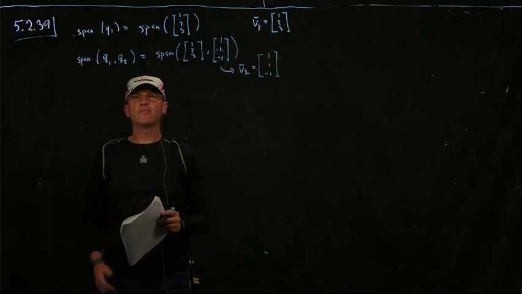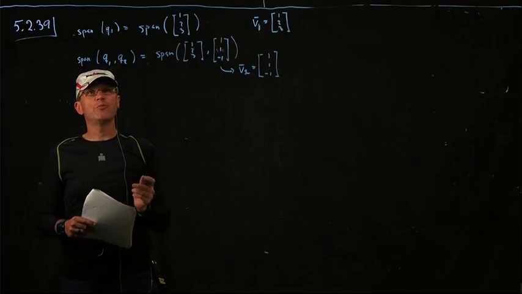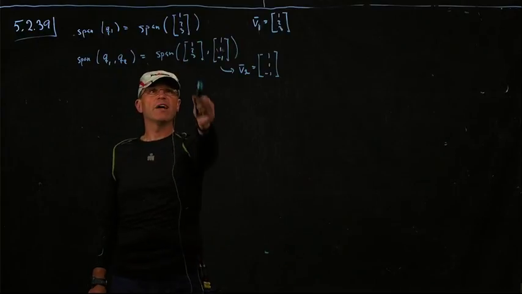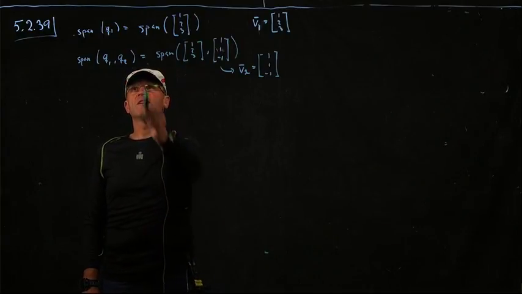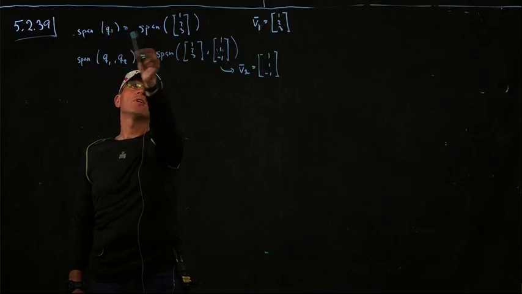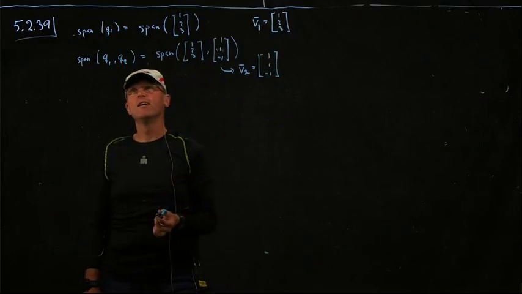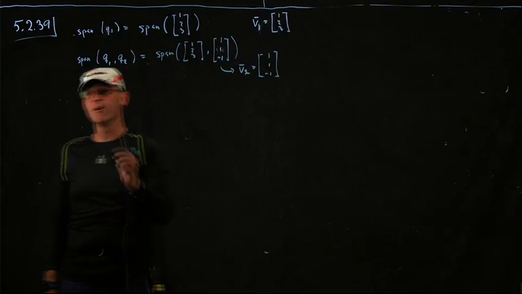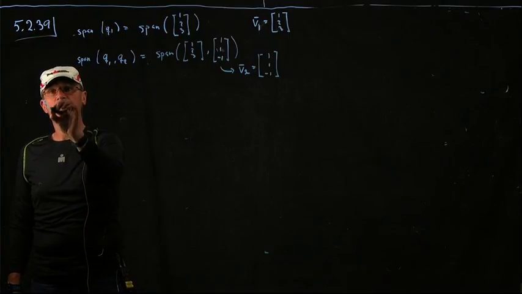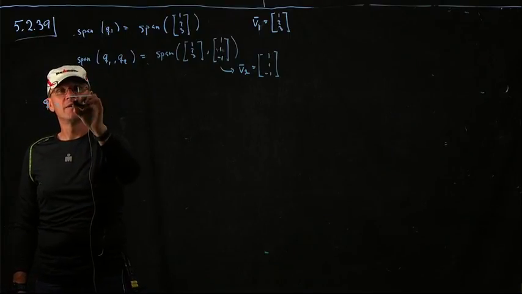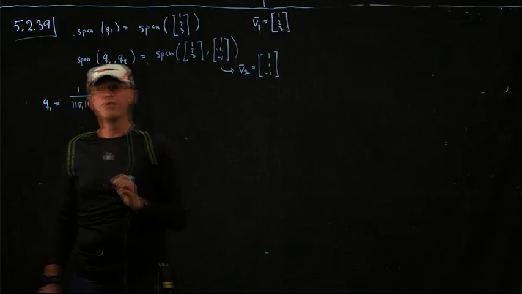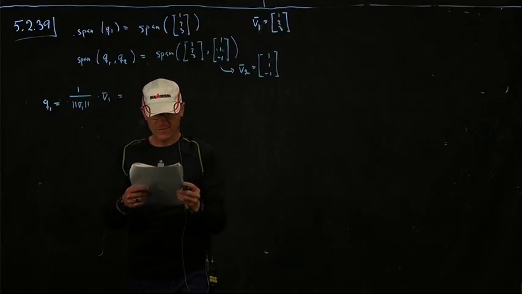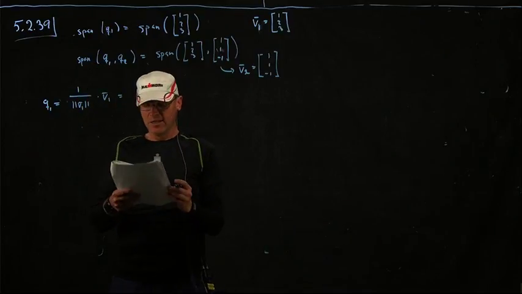Let's just refresh our memory what the span means. The span is the collection of all linear combinations of the vectors. So that means all scalings of Q1 should be all the scalings of V1. So we just want Q1 to be the normalized version of V1. So Q1 is simply one over the length of V1 times V1. That's all we need.